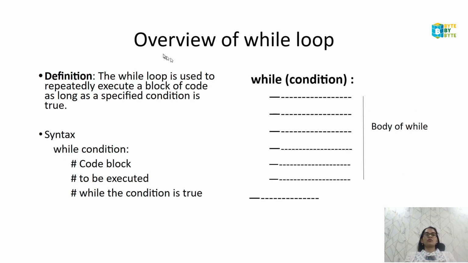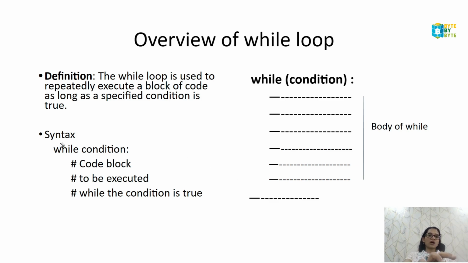First is the overview of the while loop. A while loop is used to repeatedly execute a block of code as long as the specified condition is true. This is how your while loop looks. While is the keyword, and inside the parenthesis you can write the condition. As long as the condition is true, the body of the while will keep running. After your condition becomes false, it will come out of the while and the next statement will start executing.